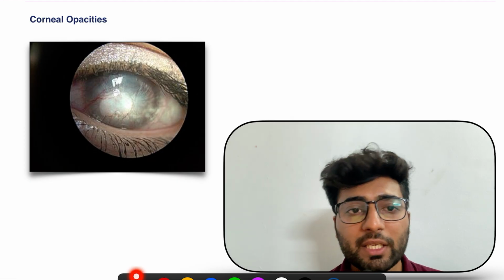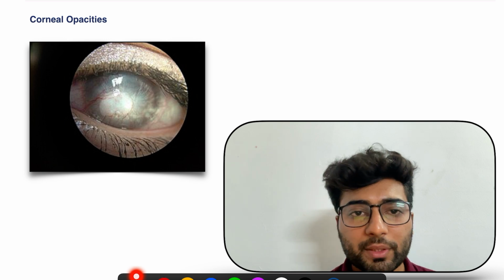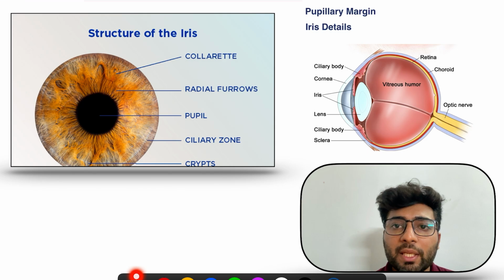So let's learn in detail about corneal opacity. See, over here you can see this is a corneal opacity. Now first of all, let's learn the basics. What is a pupillary margin and iris?